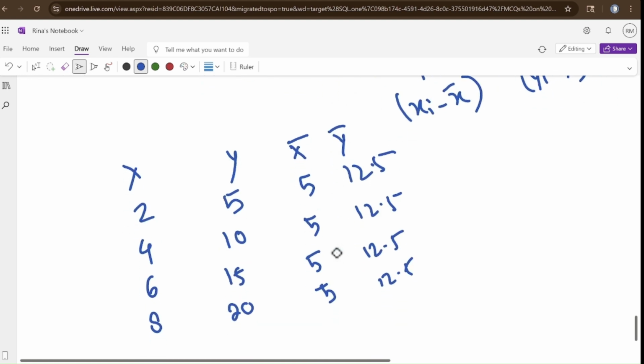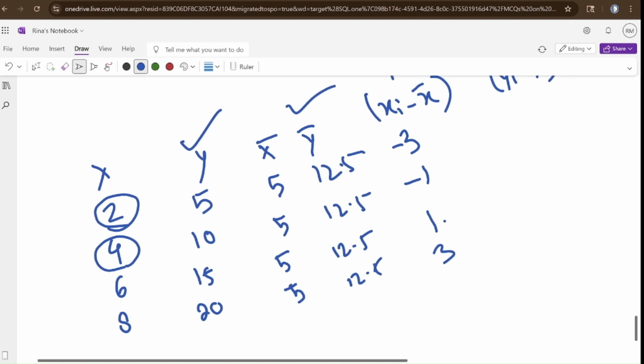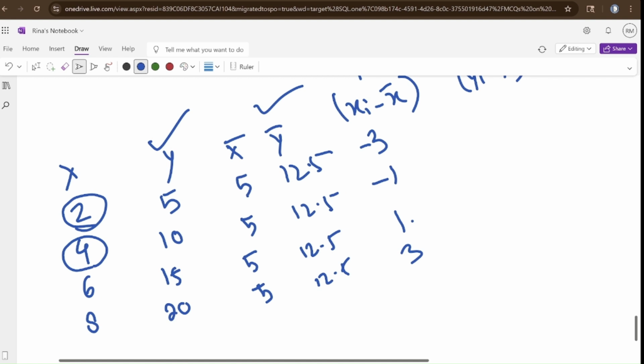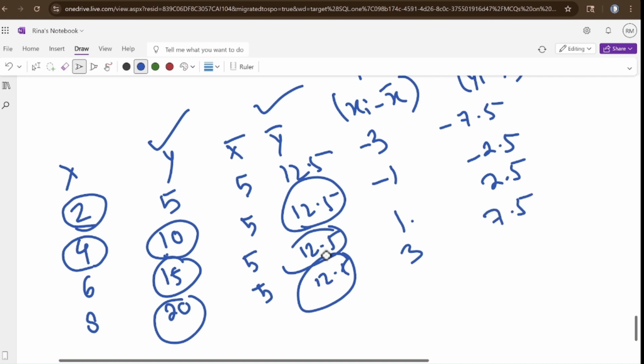For xi minus x bar, xi means every value of x. 2 minus 5 will be minus 3. 4 minus 5 is minus 1. 6 minus 5 is 1. 8 minus 5 is 3. For yi minus y bar: 5 minus 12.5 will be minus 7.5. 10 minus 12.5 is minus 2.5. 15 minus 12.5 is 2.5. 20 minus 12.5 is 7.5. Fine.